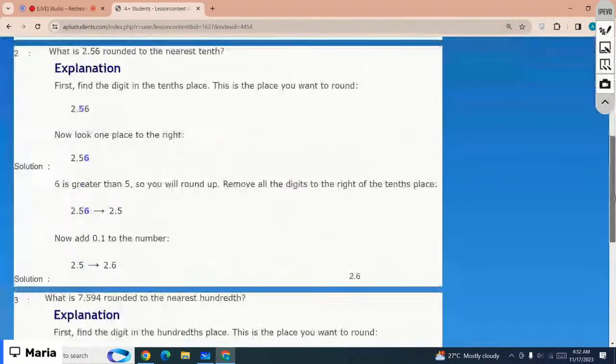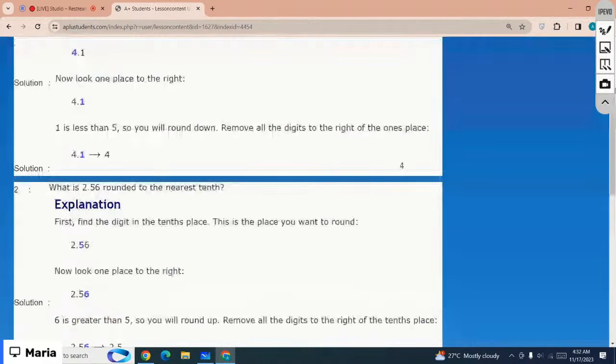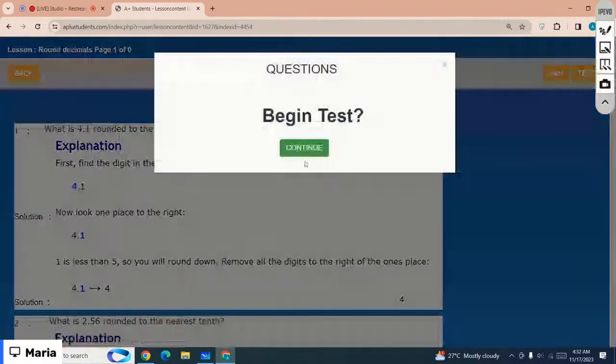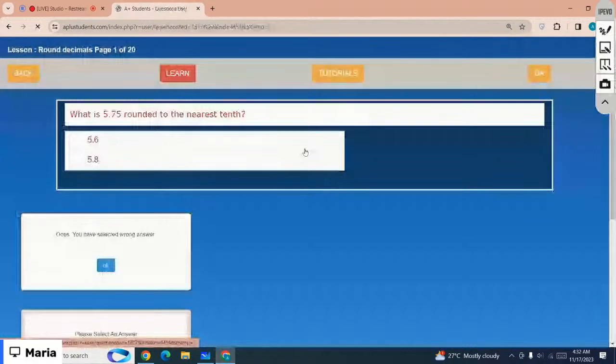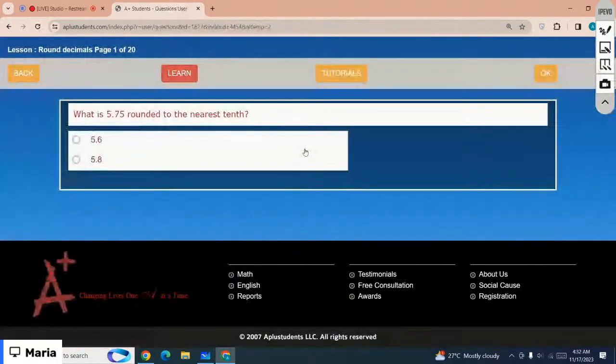The other example, you have 2.56, right? The question is to round it to the nearest tenth. So the tenth digit is 5, and the next digit after 5 is 6. You have to compare 6. 6 is greater than 5, right? That means you have to round up. Round up means you need to add 1 to the tenth digit. So it would be rounded off to 2.6. Got it? Just read the question carefully. Which digit are you asked to round off, right? Okay, what is 5.75 rounded to the nearest tenth? Which is the digit at the tenth position?